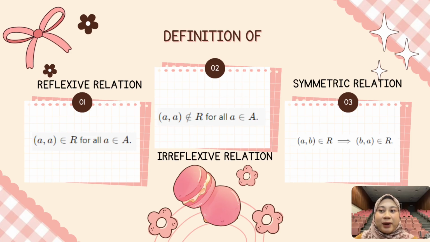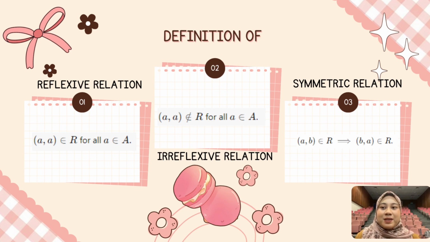Next, I will move to another part, which is the definition of relation. Firstly is a reflexive relation. Every element in the set must relate to itself. In the example, each number in the set A has a corresponding pair where both elements are the same, such as (1,1). Next, the second relation is irreflexive. Unlike reflexive relations, irreflexive ones ensure that no element is related to itself. Here we see that the pairs like (1,1) and (2,2) are missing, making the relation irreflexive.